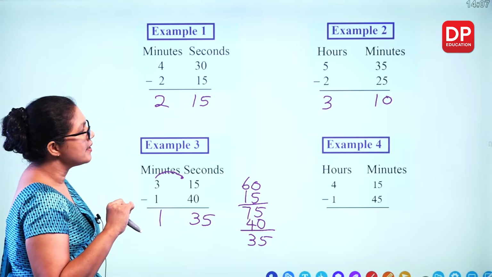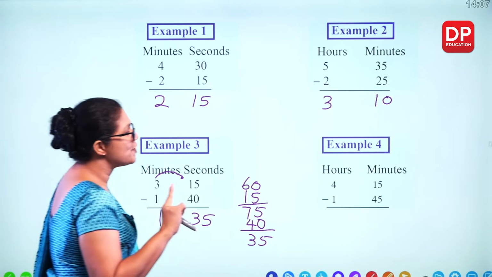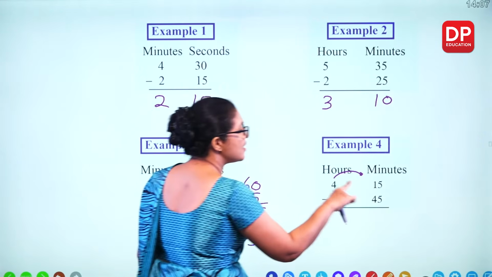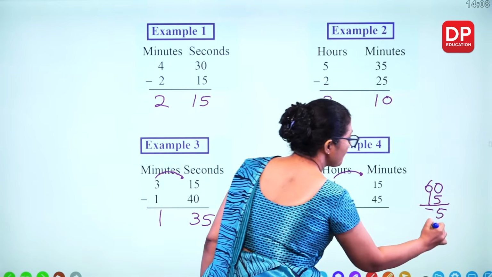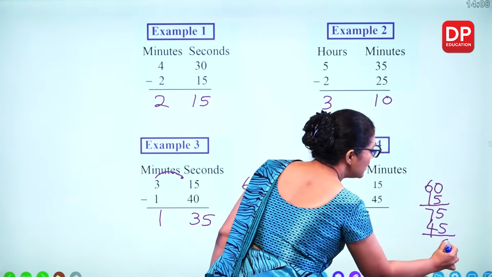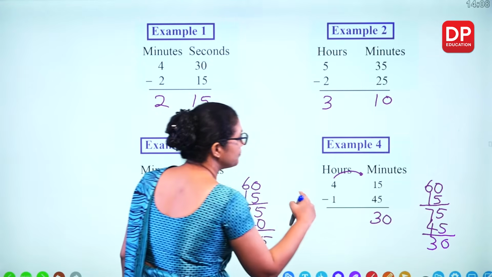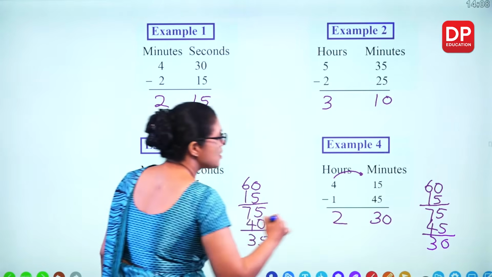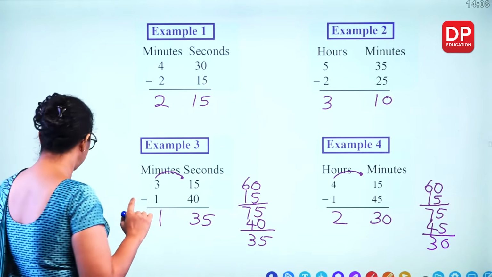What about this one? Hours and minutes. You can't subtract 45 from 15, so you have to take 1 from here. When you take 1 hour, this is 60 minutes. 60 plus 15, 75. 75 minus 45, you get 30. So this becomes 3 minus 1, that's 2. 2 hours and 30 minutes.